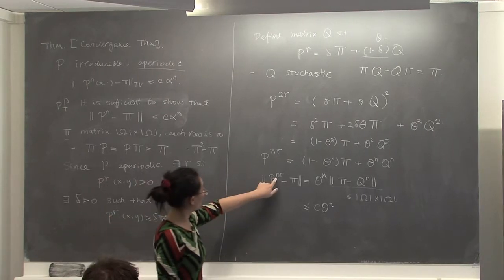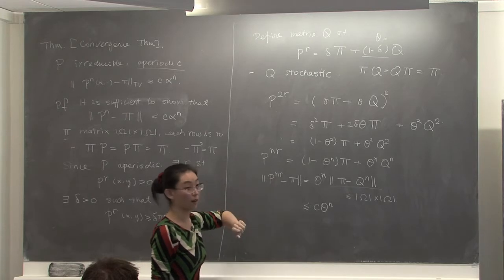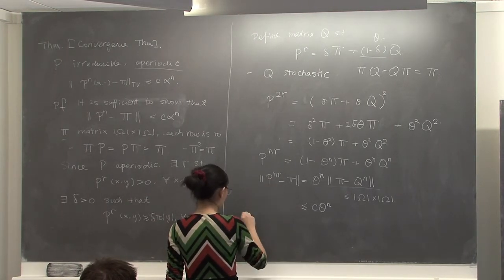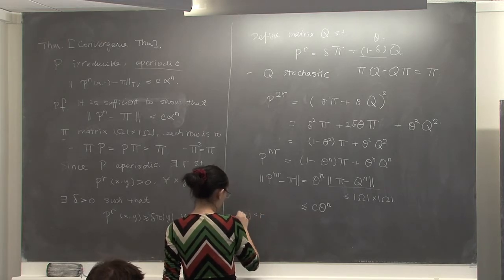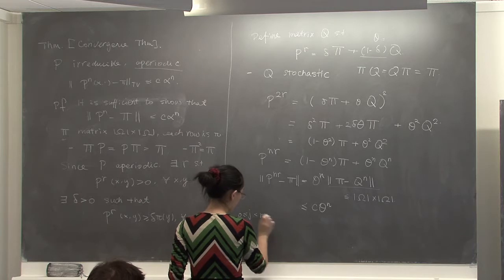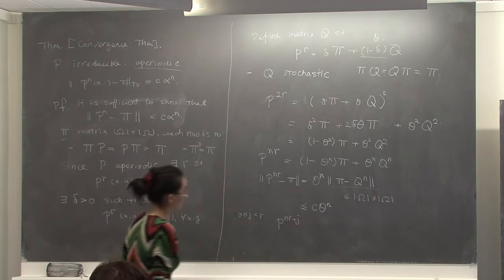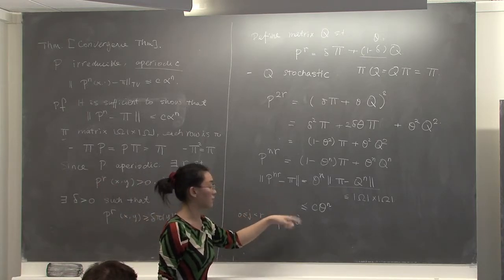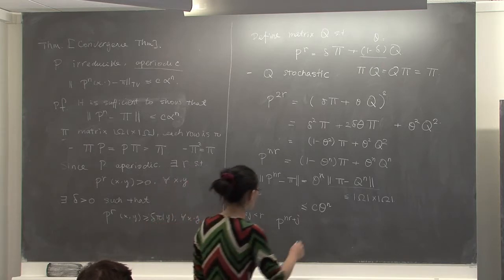This is for P of a particular type, that is, P to the power nr. And for general powers, suppose we have a j between 0 and r, P^(nr+j), we also need to show that P^(nr+j) minus pi also decays exponentially fast. So what is P^(nr+j)?